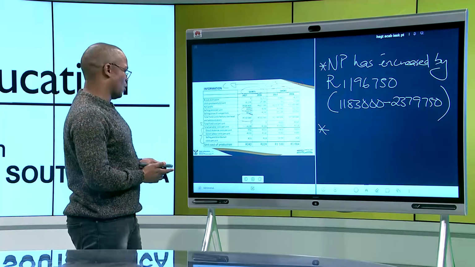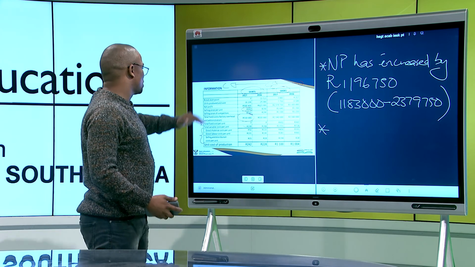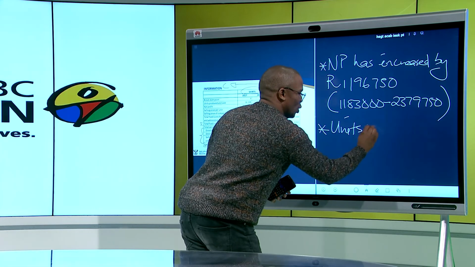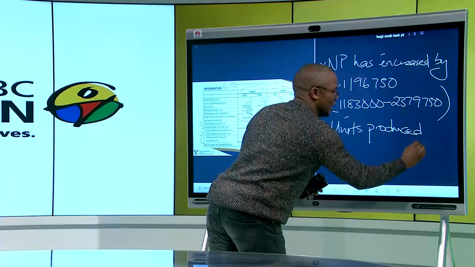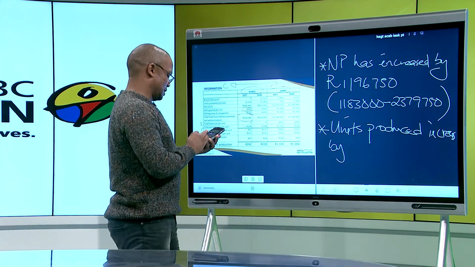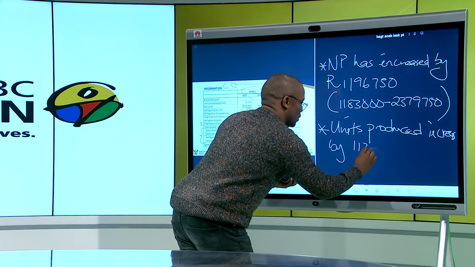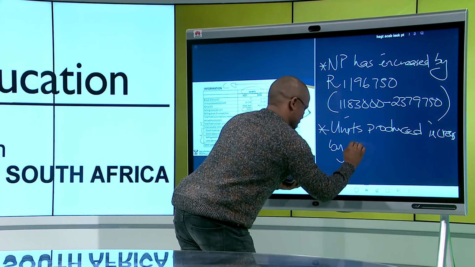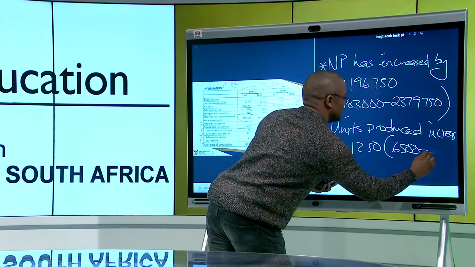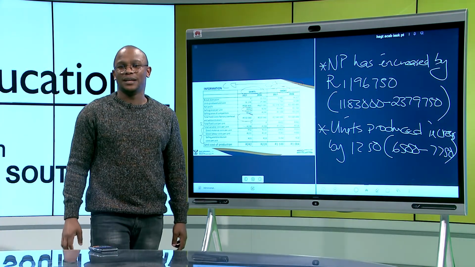Remember they said 2. Let's check the other one. Check the selling price, the unit, we spoke about it. Also the units produced. Your units produced, what happened to them? They increased by how much? 7,750 minus 6,500. They increased by 1,250. That is from 6,500 to 7,750.